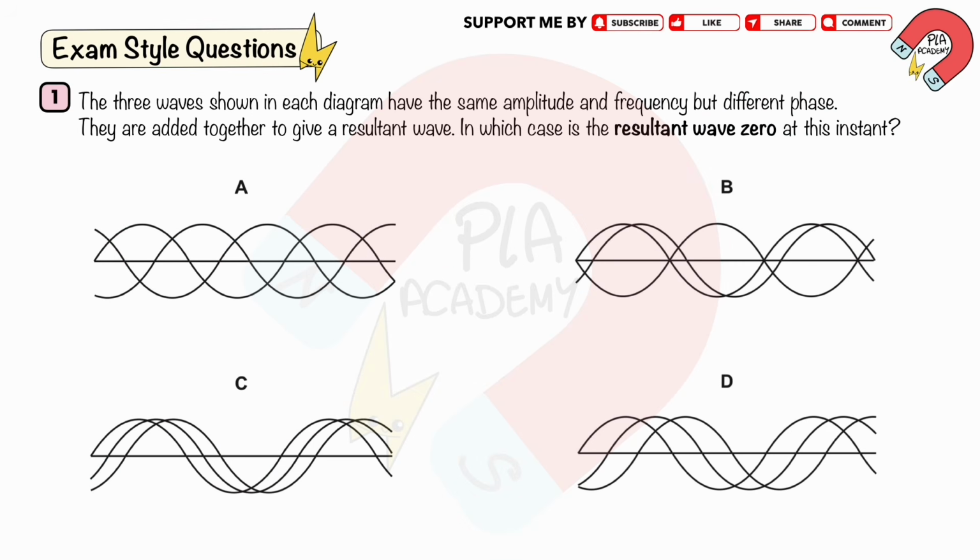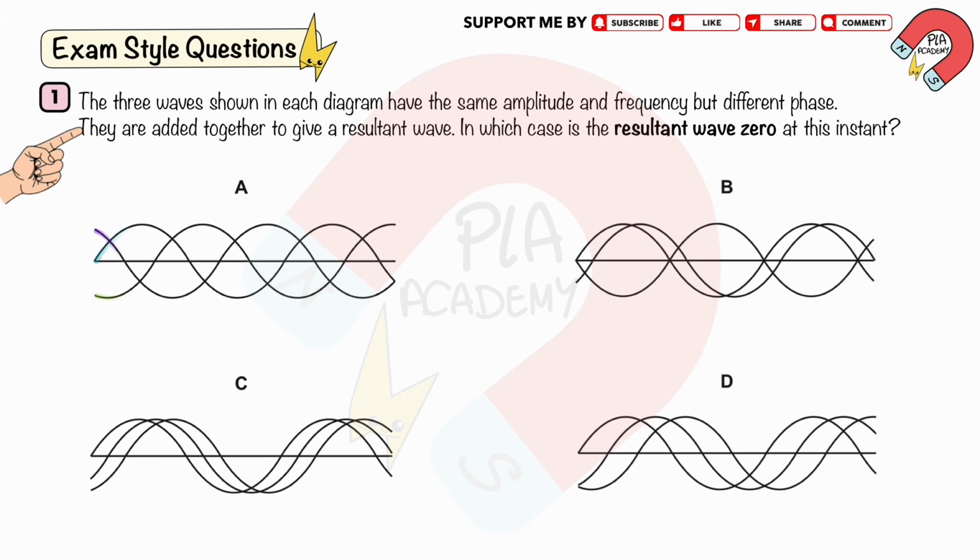Exam-style question 1. The three waves shown in each diagram have the same amplitude and frequency, but different phase. They are added together to give a resultant wave. In which case is the resultant wave zero at this instant?